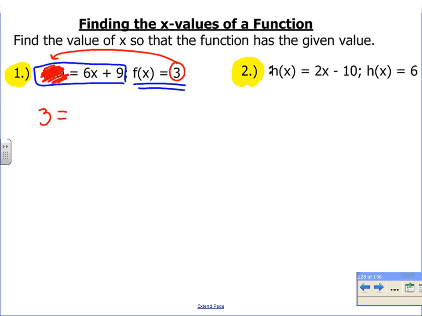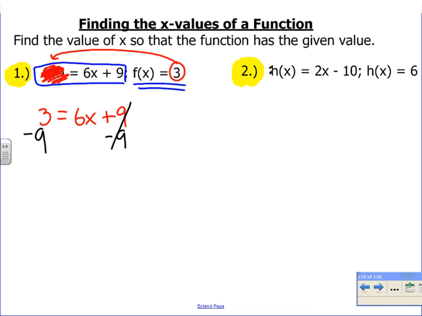We have 3 equals 6x plus 9. So that 3 goes in. You're now solving an equation. This one's going to be a 2-step. So when we go to solve for x, what is the first thing that you need to do? Okay, hopefully you guys said subtract 9 on both sides. We want to get all the numbers on one side and the x on one side.